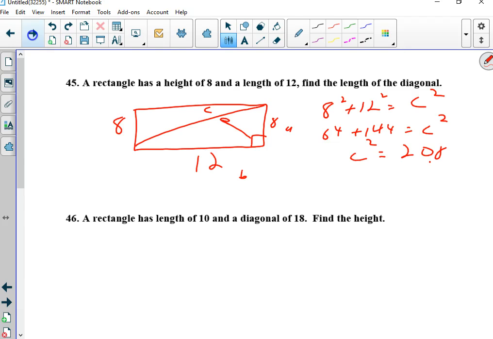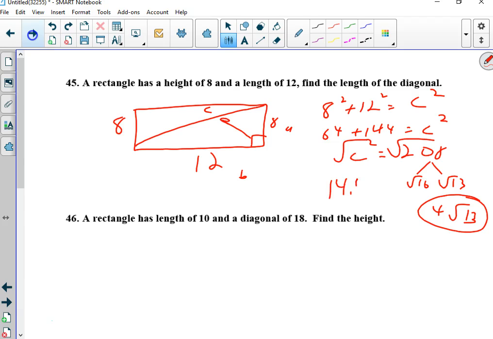If I was going to break this down, it would be radical 16 times radical 13, which would give me an answer of 4 root 13. If I just took the square root of 208, it's 14.4.